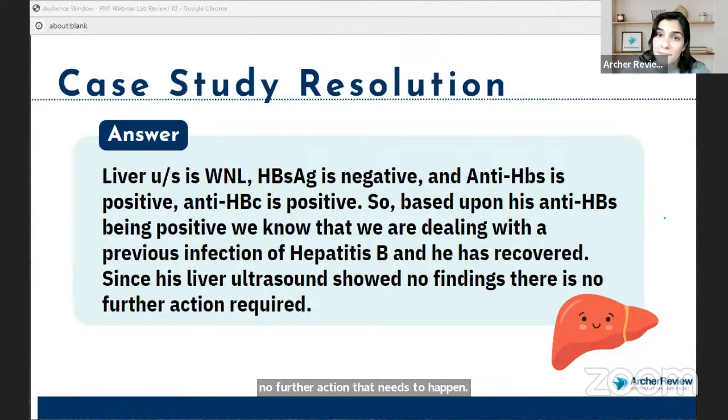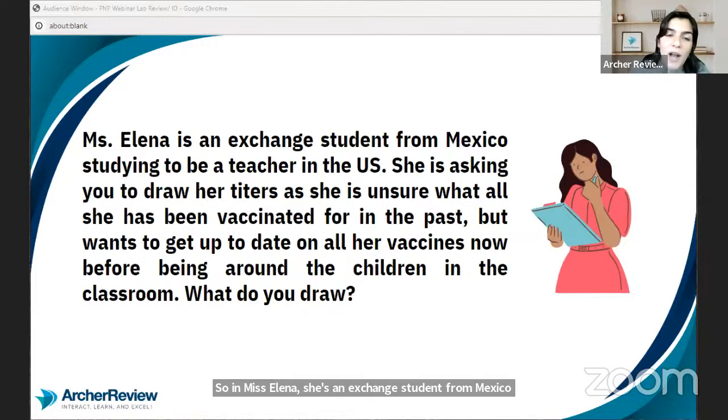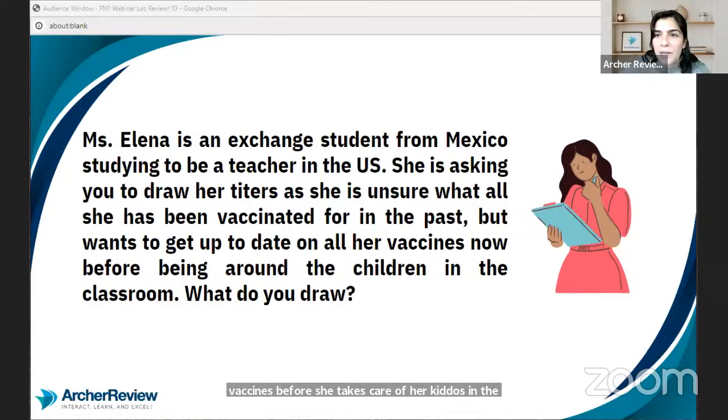He is protected. So in Miss Elena, she's an exchange student from Mexico studying to be a teacher in the US. She's asking you to draw her titers as she's unsure what she's been vaccinated for in the past. And she wants to know if she's up to date on her vaccines before she takes care of her kiddos in the classroom. So what do you draw on Miss Elena? What are going to be your screening labs? Go ahead and put that in the chat box.